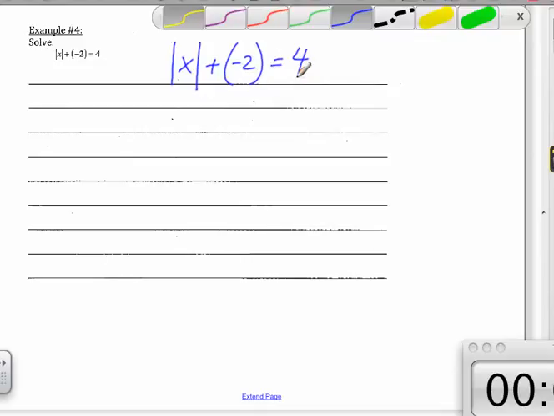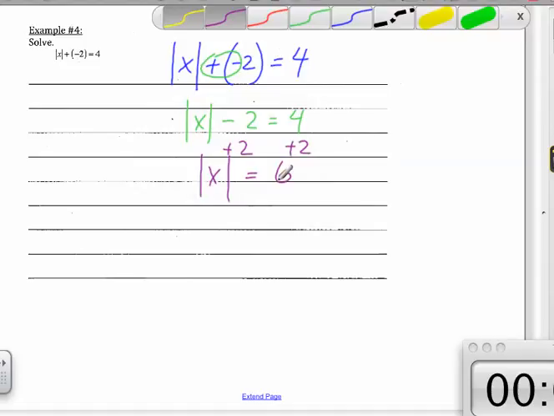First thing, whenever I have an absolute value, I need to solve and get the absolute value by itself. So the first thing I have is a little housekeeping here. This is going to be the absolute value of x minus 2 is equal to 4. But remember, I just said I've got to get the absolute value by itself. So now I'm going to add 2 to both sides, and I'm going to get the absolute value of x is equal to 6.